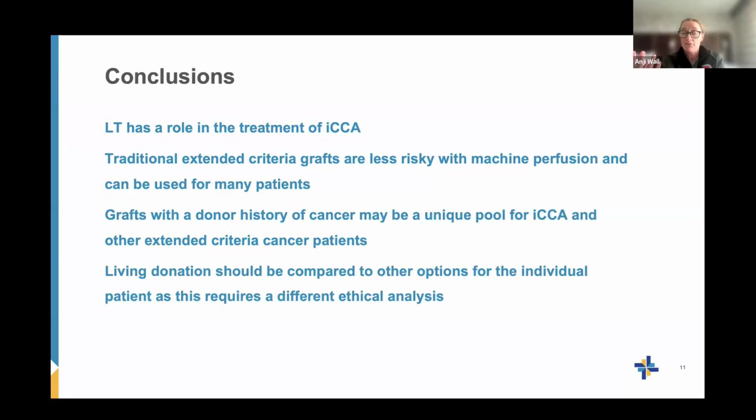And we need to think about it differently in our ethical analysis, and ideally in the way that transplant center metrics are designed with respect to the outcomes of living donor liver transplantation. So with that, I want to say thank you, and I look forward to hearing the next talks.